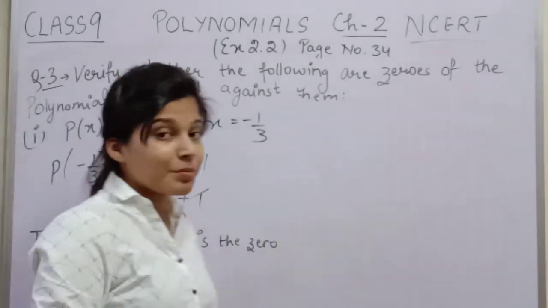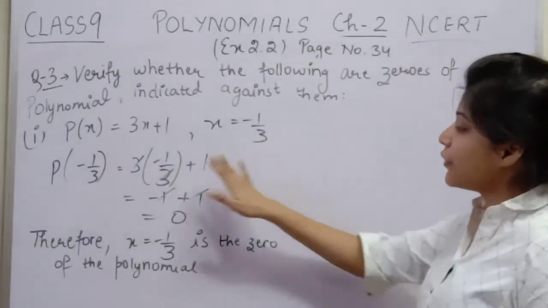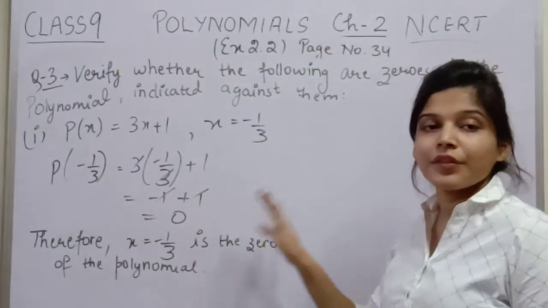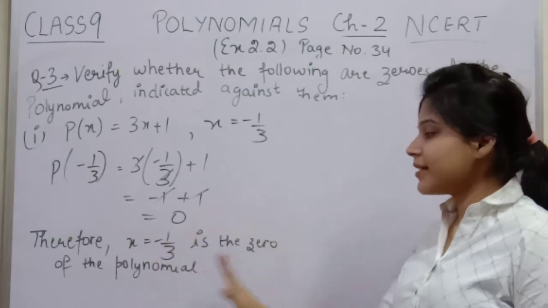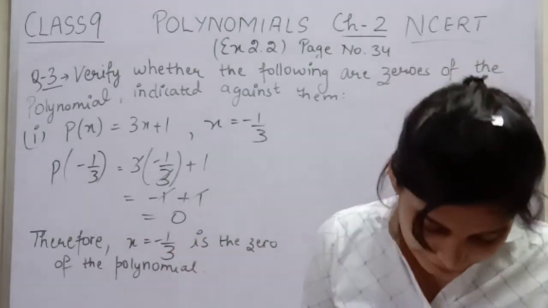Okay, very simple, right? So we just have to put the value and check whether zero is coming or not. Zero came, it means it is the zero of the polynomial.